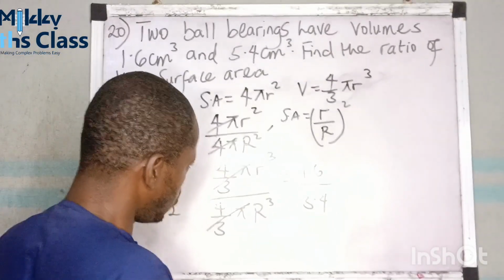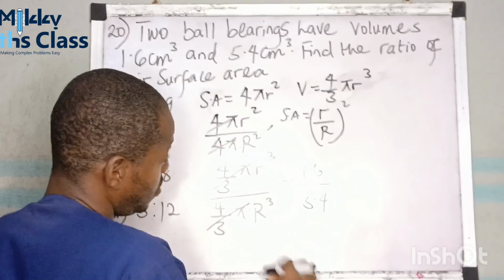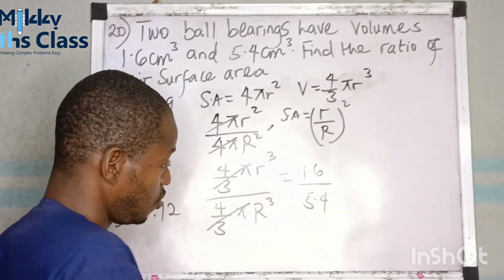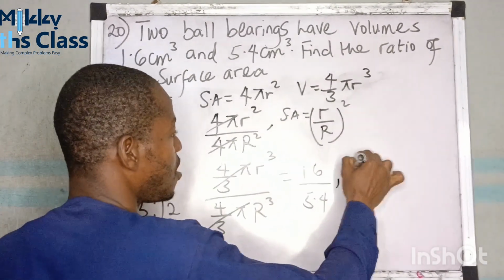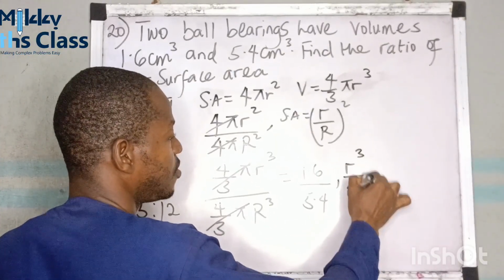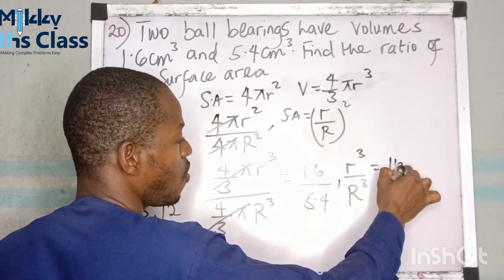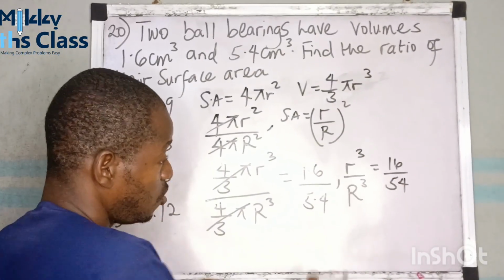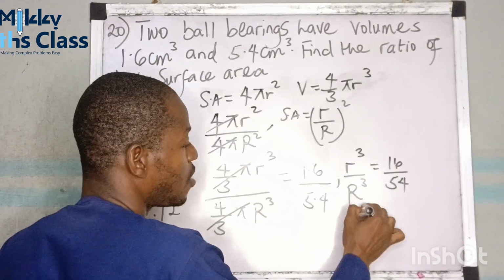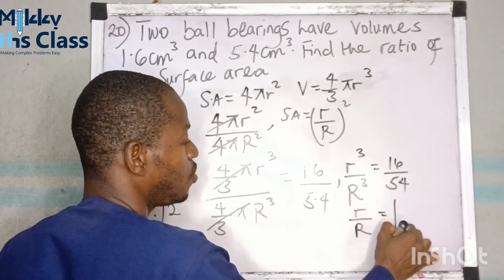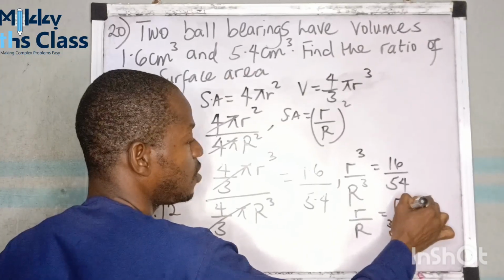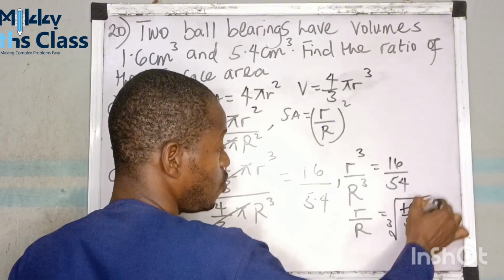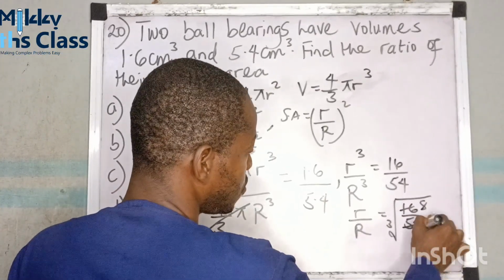Now this can be written as a whole number by multiplying the numerator and the denominator by 10, so this becomes 16 over 54. So we have that r³ over R³ is equal to 16 over 54. Now take the cube root of both sides to remove the cube. So r over R will be equal to the cube root of 16 over 54. We can divide by 2: 2 here gives 8, and 2 here gives 27.